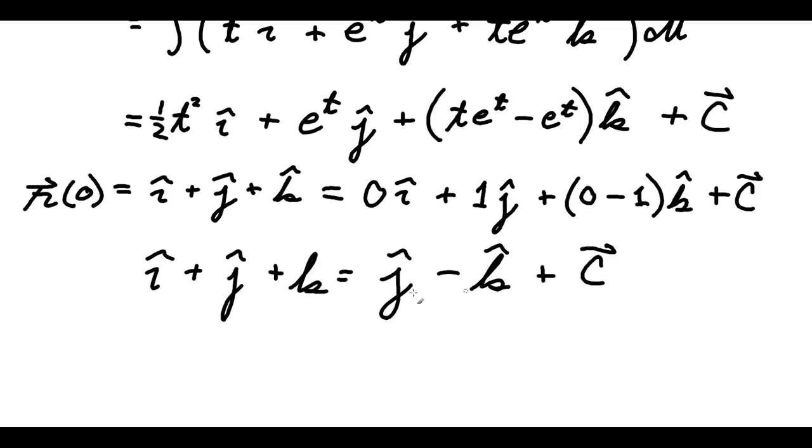We need to know what this constant is. So let us subtract j from both sides and add k. So we have i. Subtracting the j cancels that out. We have a k plus another k, so that looks like i plus 2k. Oops, I missed my hat here.